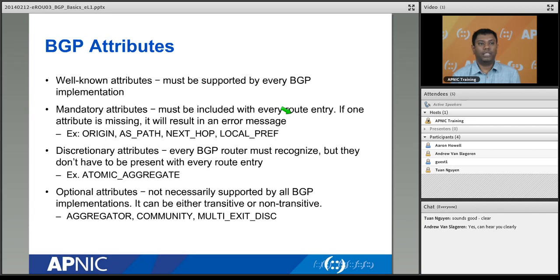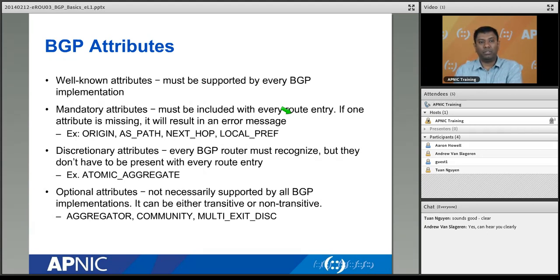So a discretionary attribute means the attributes are there in the BGP update, but you probably don't consider those when you select the best path. So that's what we call a discretionary attribute. Some of the attributes are optional, and optional attributes are again in two classes, transitive and non-transitive. Optional attributes means when you send the BGP update message, you can send those attributes or you cannot send them. It depends.